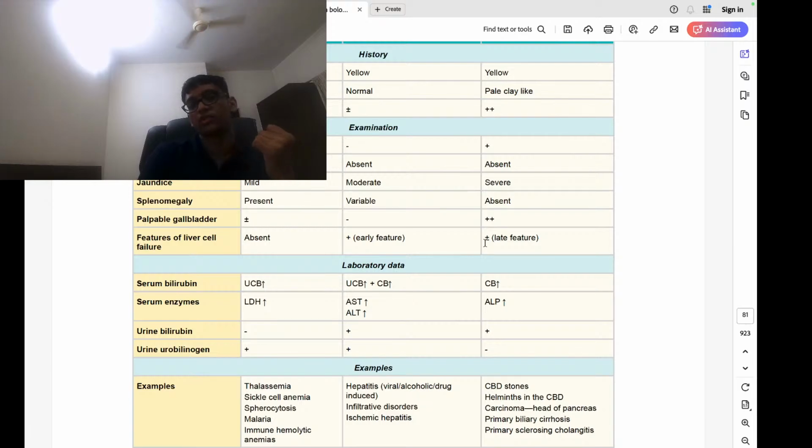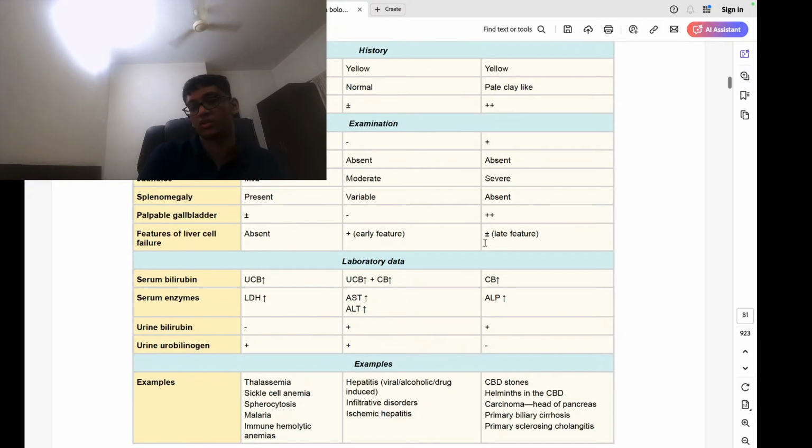Then features of liver cell failure will be absent in pre-hepatic. It is an early feature in hepatic, and a late feature in obstructive. Then laboratory data: serum bilirubin. Unconjugated bilirubin will be increased in hemolytic. Unconjugated and conjugated will be increased in hepatic, and conjugated bilirubin will be increased in obstructive.